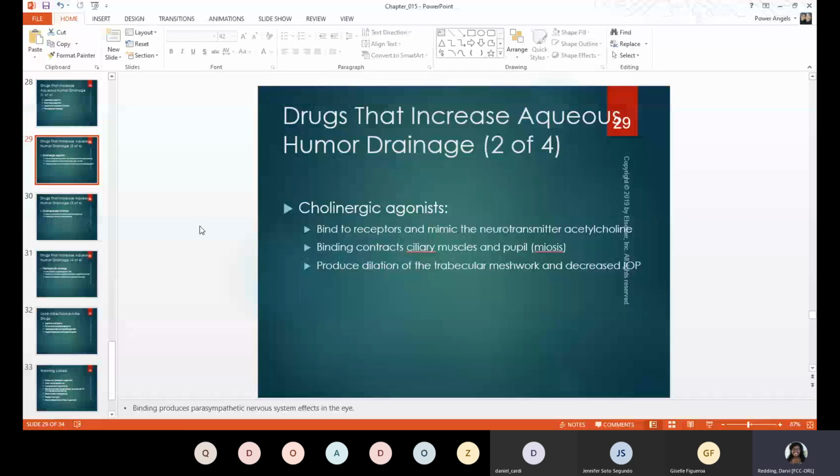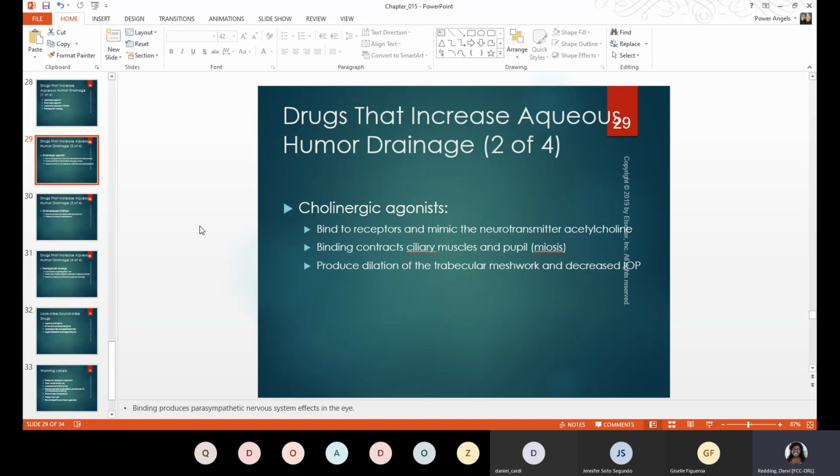So the cholinergic agonist, that's going to bind to receptors and also mimic the neurotransmitter acetylcholine. Now, when you hear that, you know that inside of your eyes, we also have nerves. So the cholinergic agents is going to help by binding to the receptors and is going to mimic, meaning act like the neurotransmitter acetylcholine. Now, you will learn more about the neurotransmitter acetylcholine as we continue on learning about different body systems, but the abbreviation for acetylcholine is ACH.